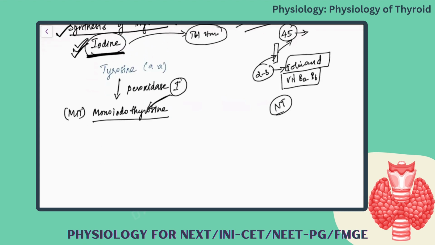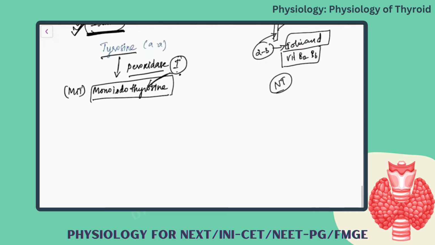Okay, so the iodine is trapped inside. Which cell of the thyroid gland is producing the hormone? Follicular cells. So this iodine is trapped by the follicular cells of the thyroid gland, and with the help of the tyrosine amino acid in the presence of peroxidase enzyme, the iodine is trapped inside the follicular cells and it is converted into monoiodotyrosine.